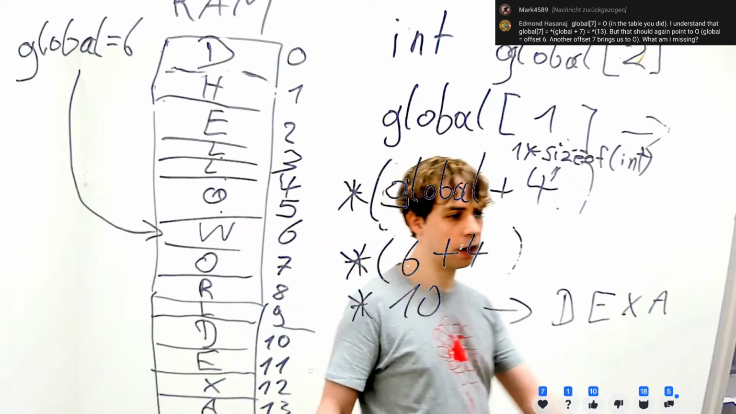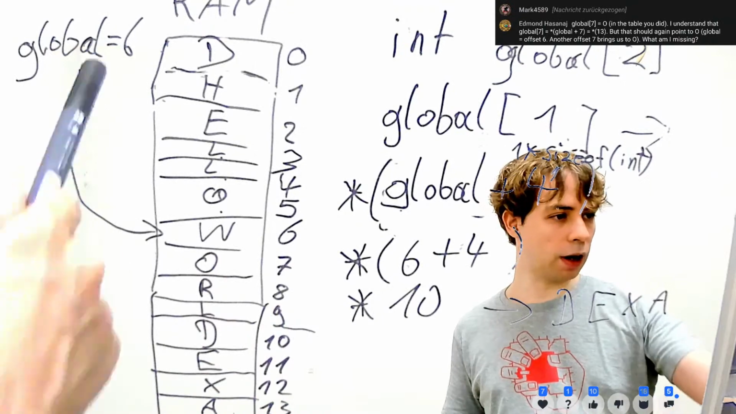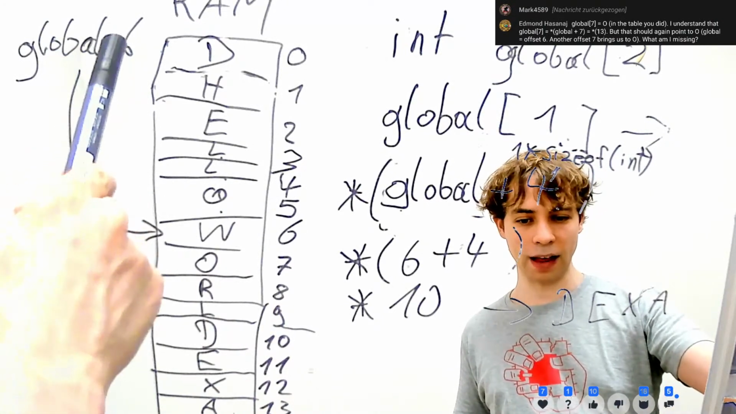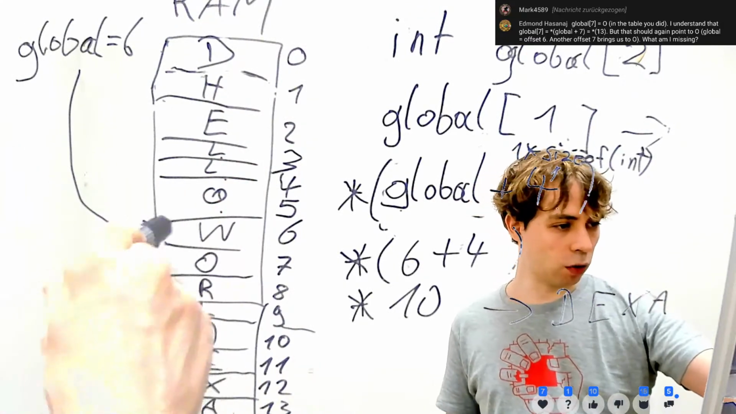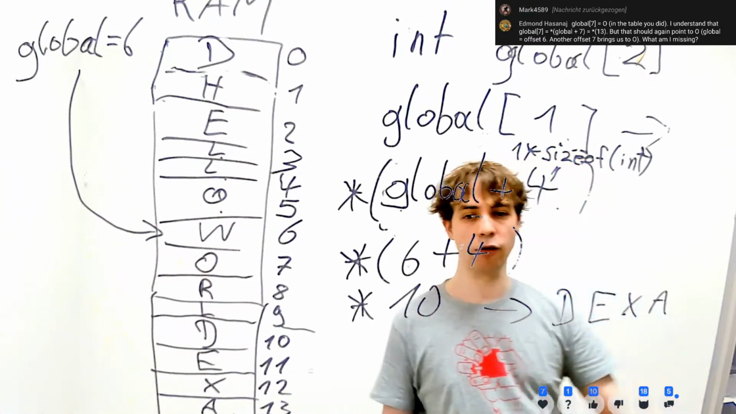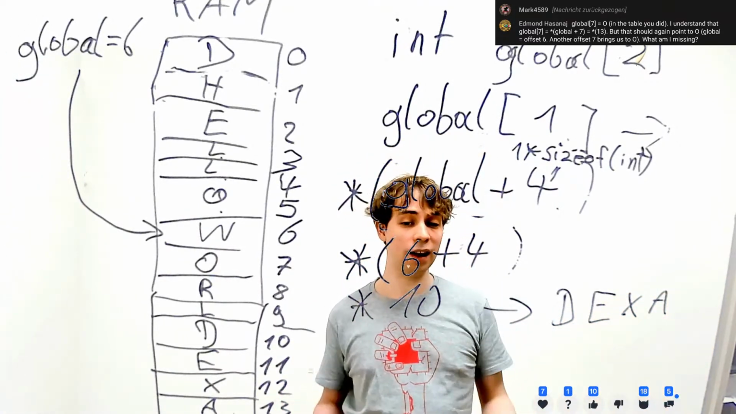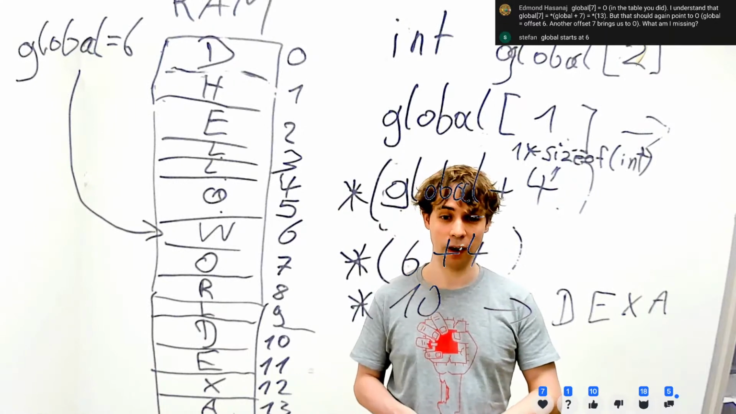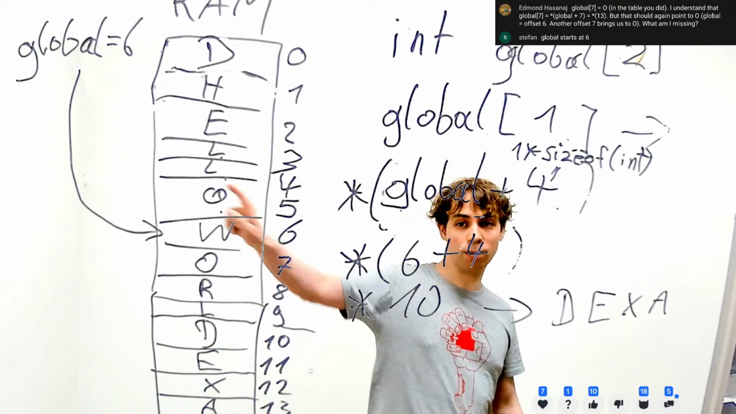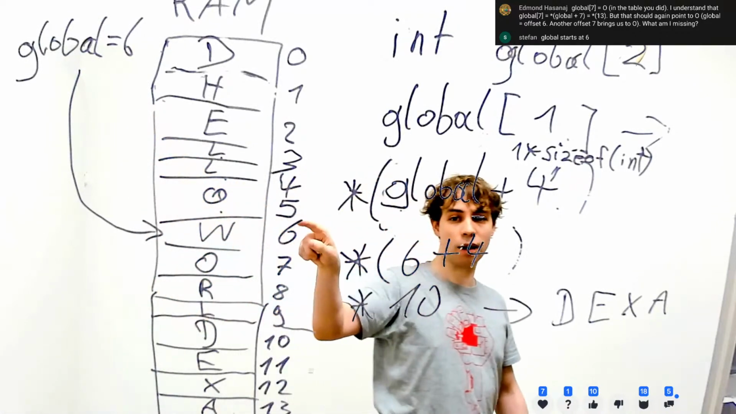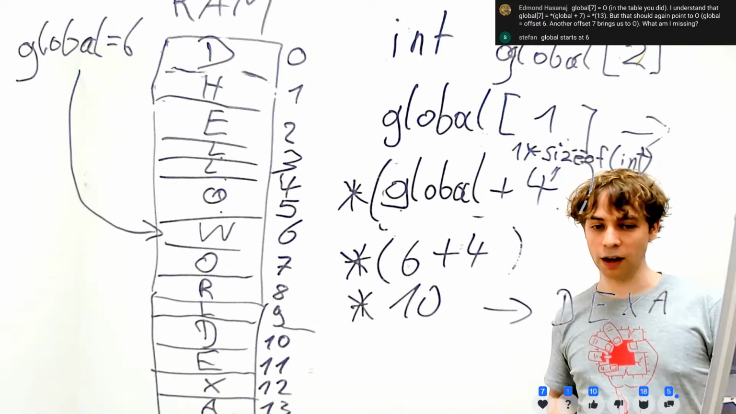So global at offset 7. Global at offset 7 is not O. Global starts at 6. Global has the value 6. This is the RAM. This is not the array global. The array global is just part of the RAM. It's somewhere in RAM. Global is just a number. Only the compiler thinks that this is an array. And maybe you as a programmer. The compiler will replace global with this number here, with 6. So 6 plus 7 is 13.